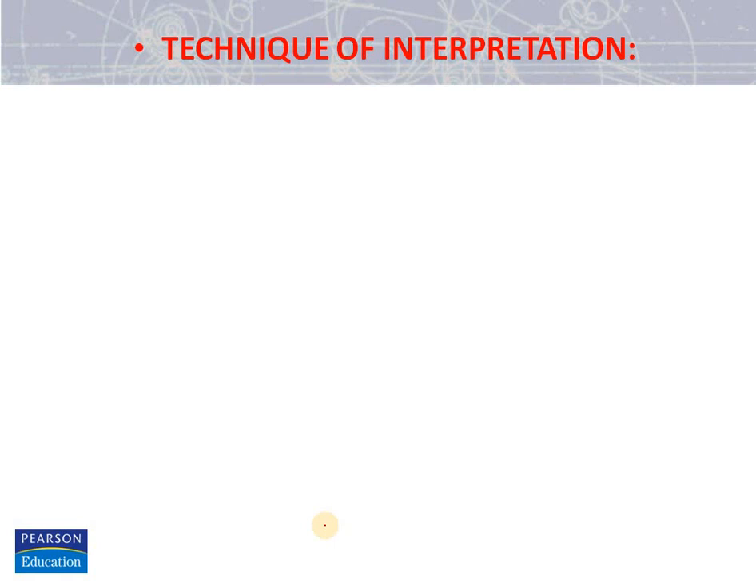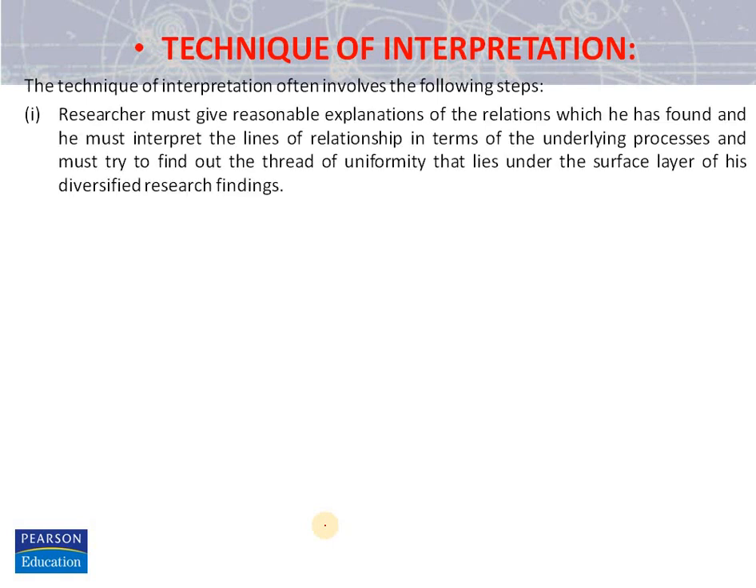Now, the techniques of interpretation. What are the various techniques of interpretation? The techniques of interpretation involve the following steps. The first step is that the researcher must give reasonable explanations of the relations which he has found, and he must interpret the lines of relationship in terms of the underlying process, and must try to find out the thread of uniformity that lies under the surface layer of his diversified research findings.